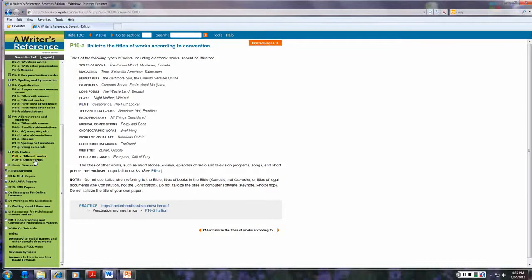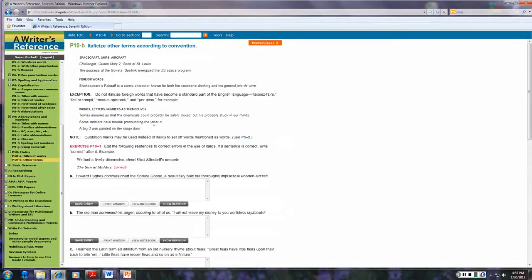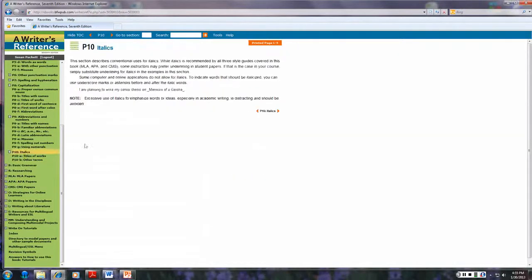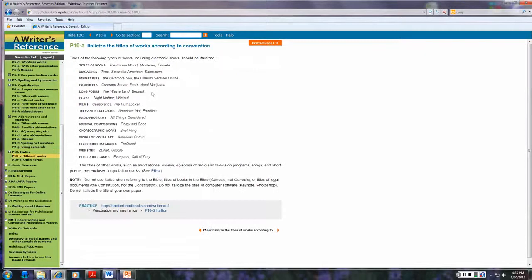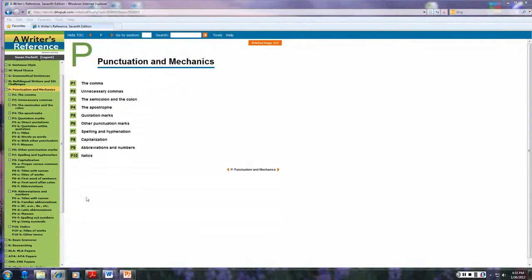It says that we also italicize other terms, spacecraft, ships, and aircraft. These are rules that you need to be aware of. Basically, if you think in terms of long things, things that are extended and have parts, they're italicized. If it is the part, it typically is indicated by using quotation marks.